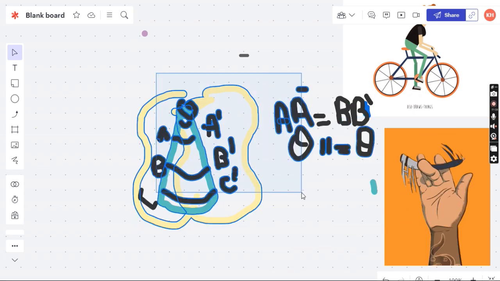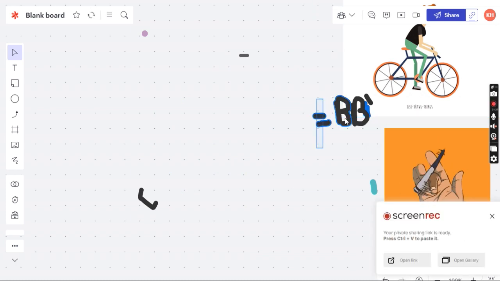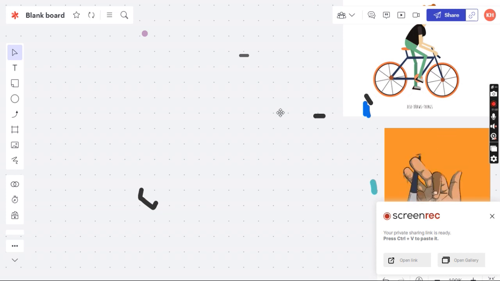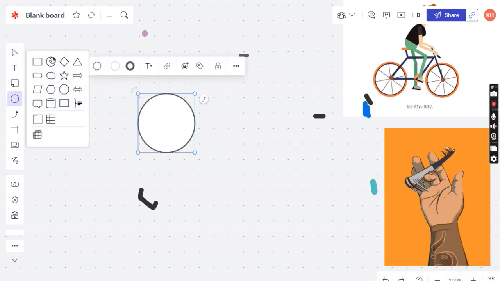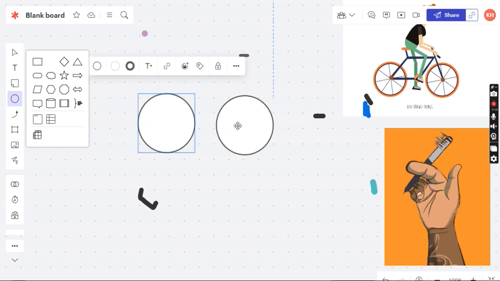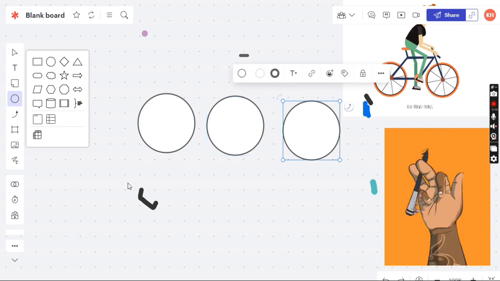The combination of translatory and rotatory motion. Okay, let's discuss it. Let's take an example with the help of three circles: one, two, and last but not least, the third. So let's take an example.